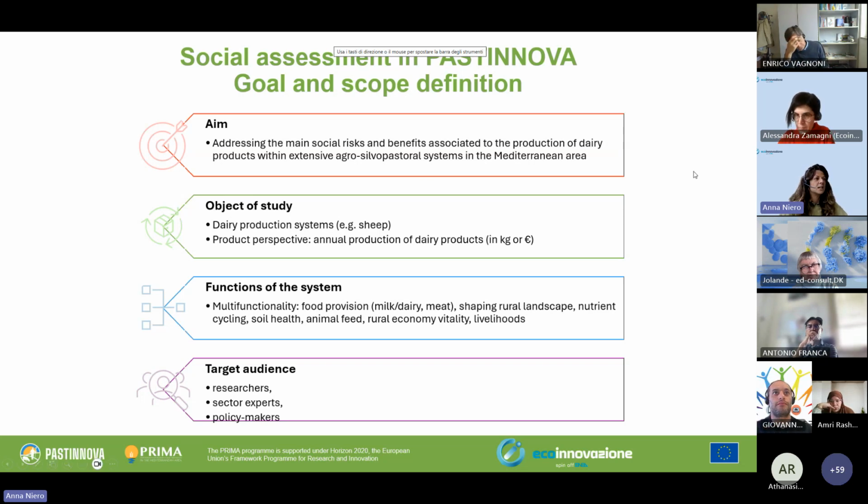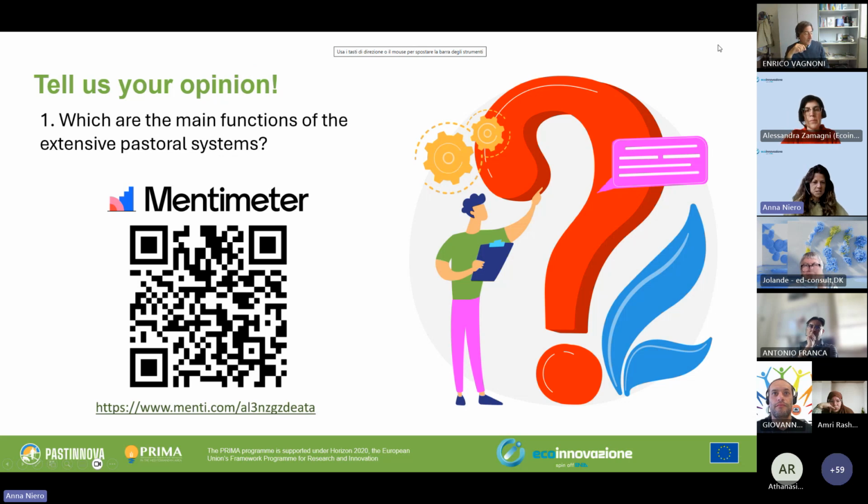But we would like now to ask for your opinion specifically about the functions of extensive pastoral systems that you identify. So we would like to ask you to scan the QR code to enter the Mentimeter link. If you have any issue with opening the link, please let us know so we can find a way to support you. Maybe we can write the address here in the chat. I report it here, so in case you can't access the QR code, I sent the link directly in the chat.